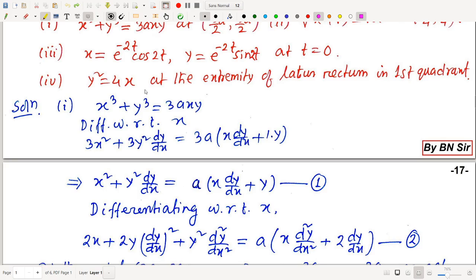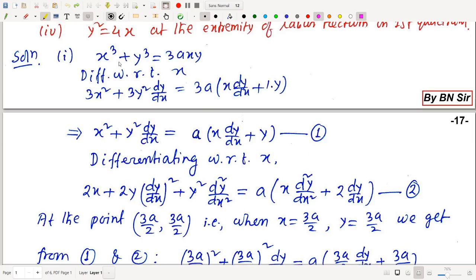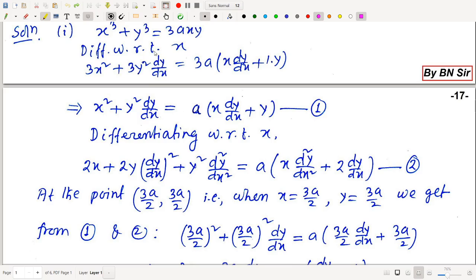And number 4 is y square equal to 4x at the extremity of lateral rectum in first quadrant. So first, Roman 1: we see x cube plus y cube equal to thrice axy. Differentiating with respect to x, we get 3x square plus 3y square dy by dx equals 3a into x into dy by dx plus 1 into y, because derivative of x is 1. 3 cancels: x square plus y square dy by dx equal to a into x dy by dx plus y. This is line number 1.